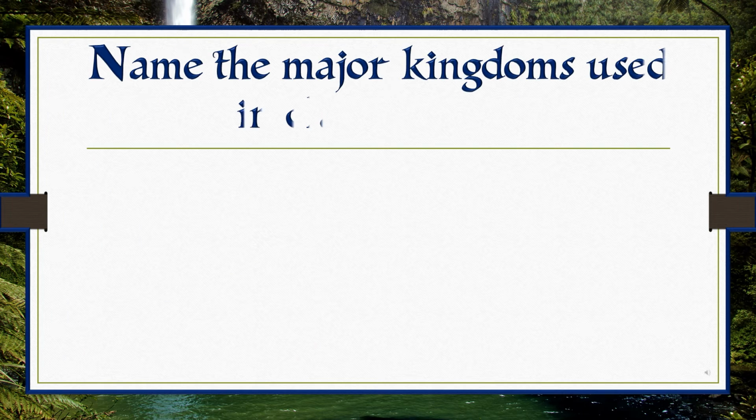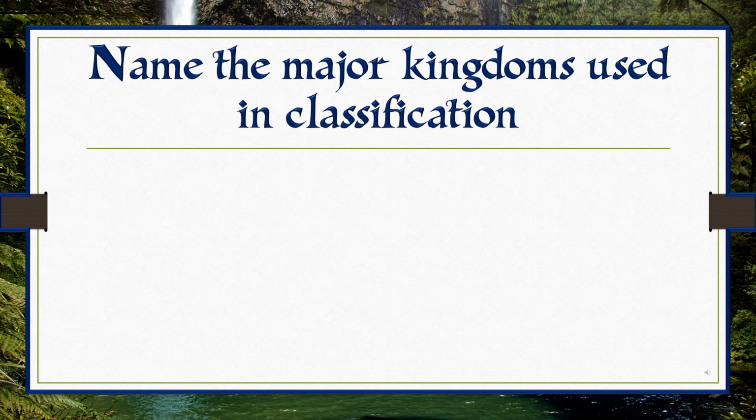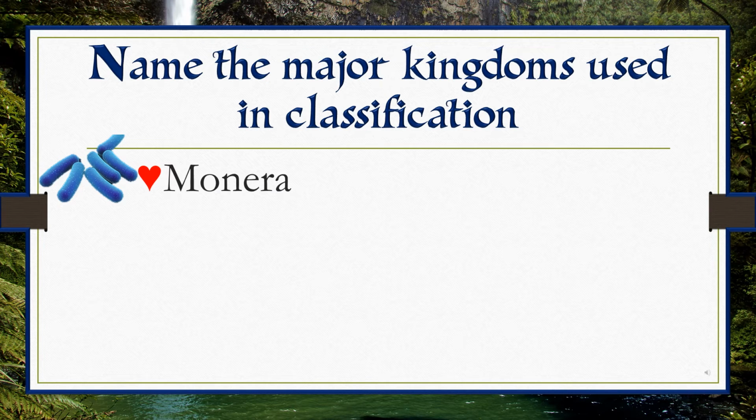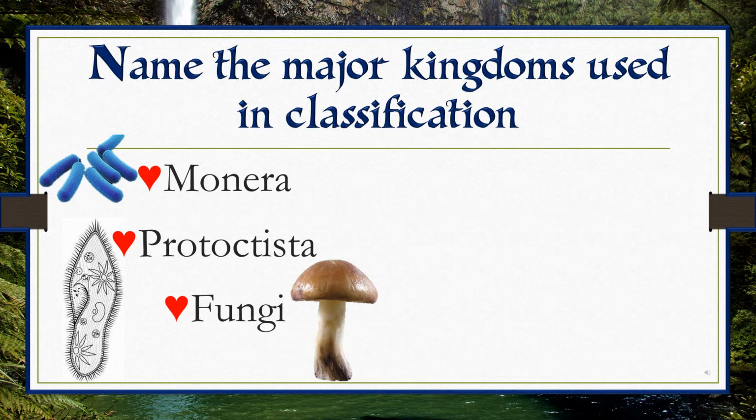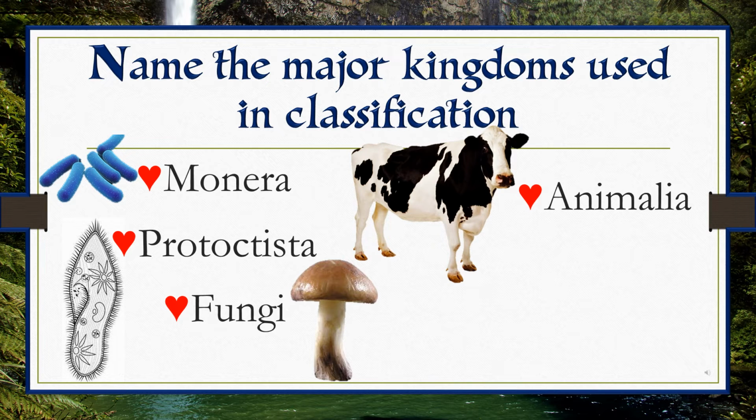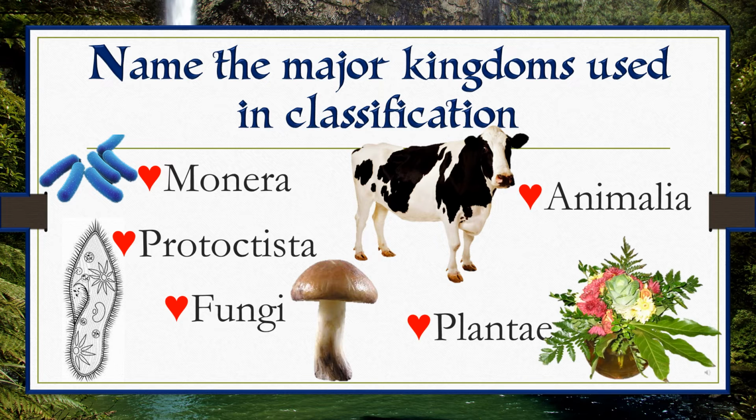Name the major kingdoms used in classification. We have Kingdom Monera, Kingdom Protoctista, Kingdom Fungi, Kingdom Animalia, and Kingdom Plantae.